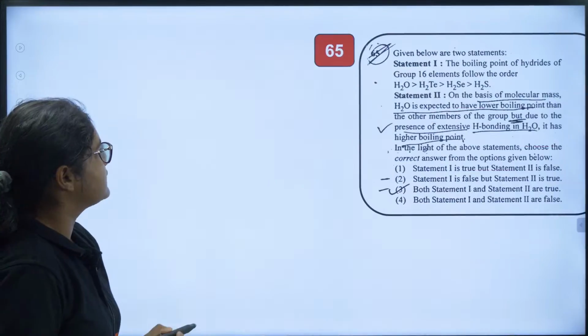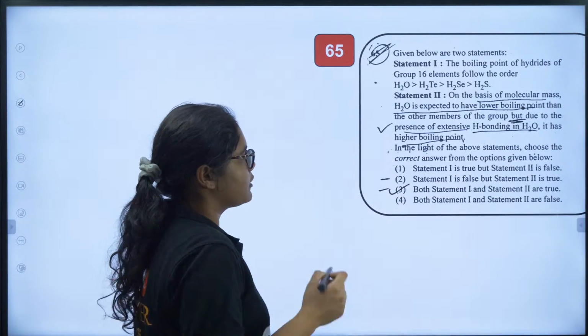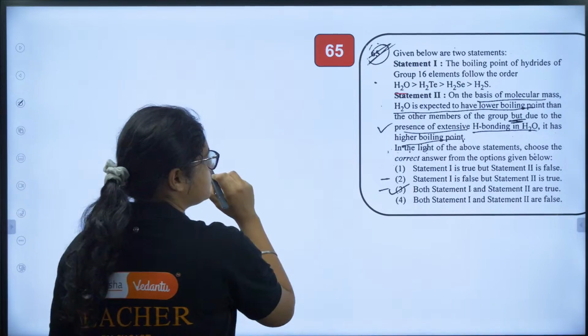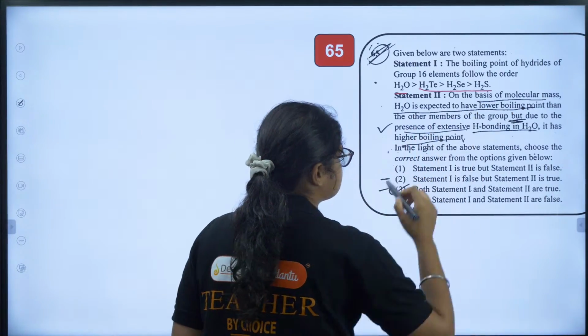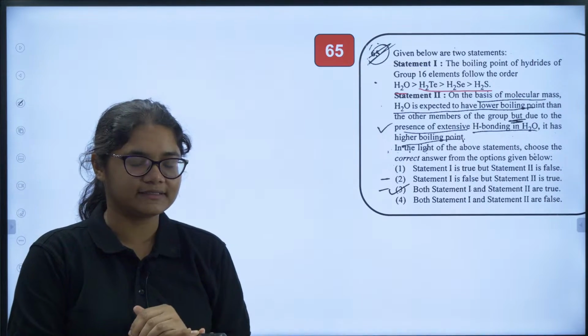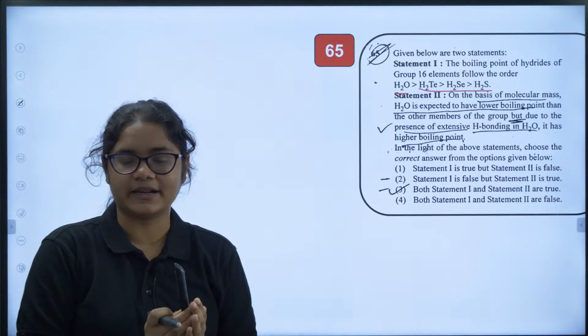Okay. Now let us see the next question, again from p block elements. The boiling points of hydrides of group 16 are H2O, H2Te, H2Se and H2S. So as we know, when we go down the group, the mass increases, the intermolecular force of attraction increases.